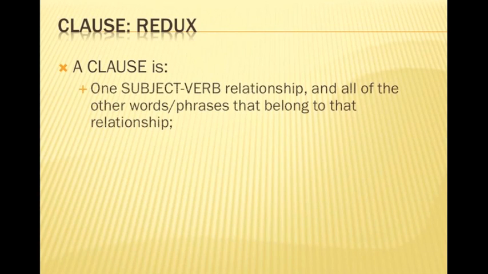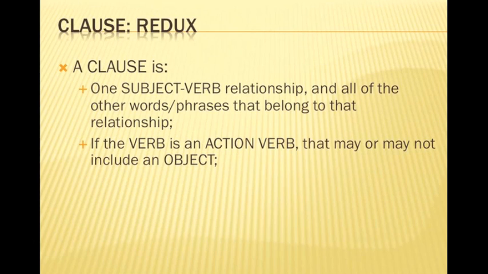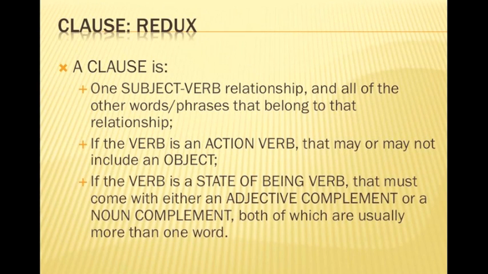So once again, we said a clause is one subject-verb relationship and all of the other words or phrases that belong to it, that are modifying it. So for example, if the verb is an action verb, that may or may not include an object. If the verb is a state of being verb, that will probably include an adjective complement or a noun complement, which of course are usually more than just one word. So usually it might be an adjective phrase or a noun phrase.